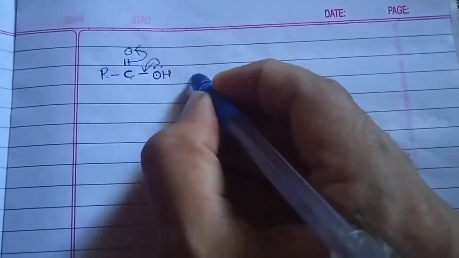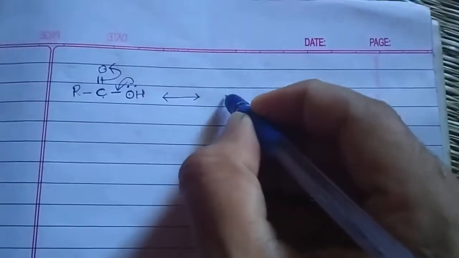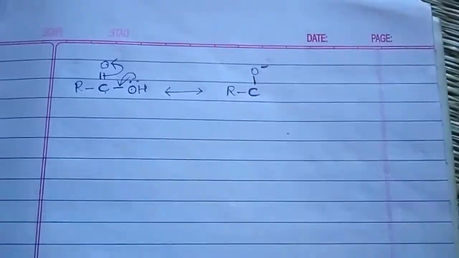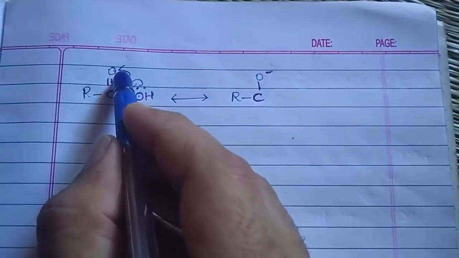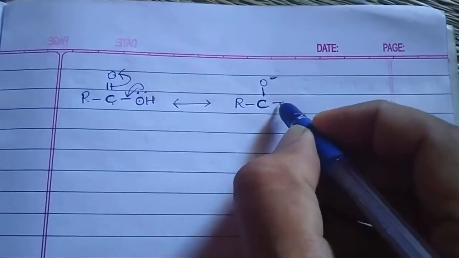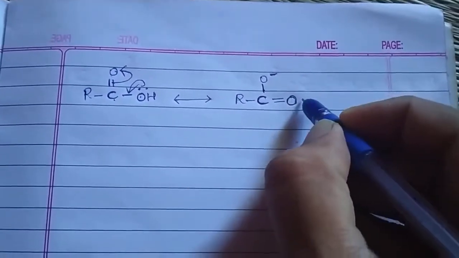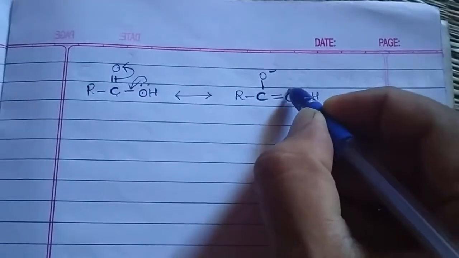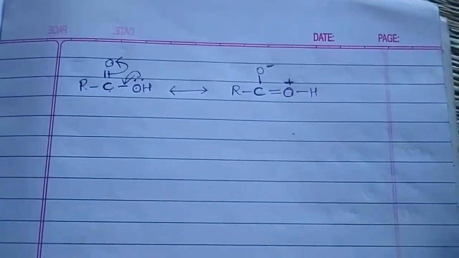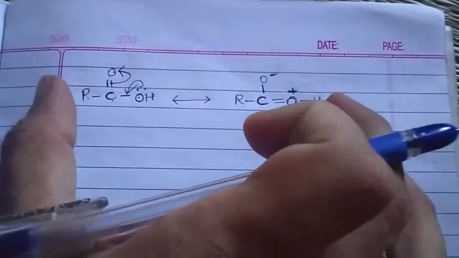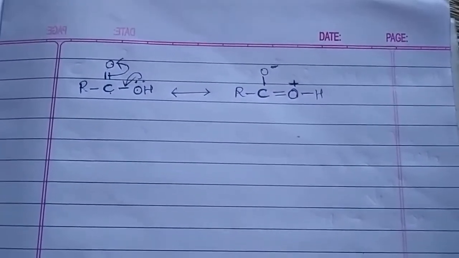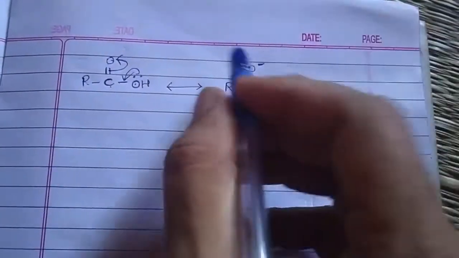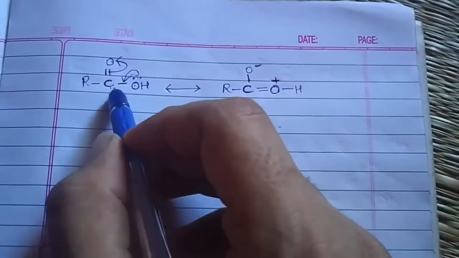So in the resonance structure, the final formula will be given as RCO minus, because it has taken a pair of electrons towards itself, and instead the other oxygen has been given a double bond character by the donation of the electrons of the oxygen of your hydroxy group. In turn, that oxygen gets a positive charge. Yes or no? So this is the resonance structure of your carboxylic group. Here, one oxygen has taken the electrons and the other oxygen has donated the electrons.